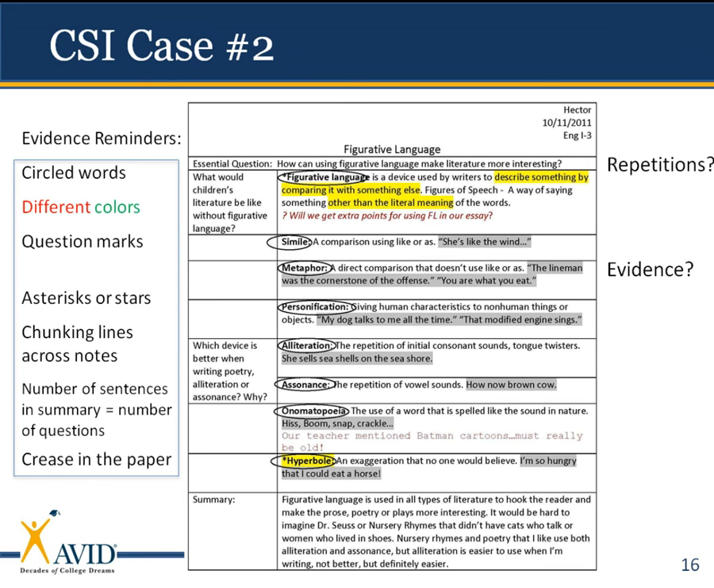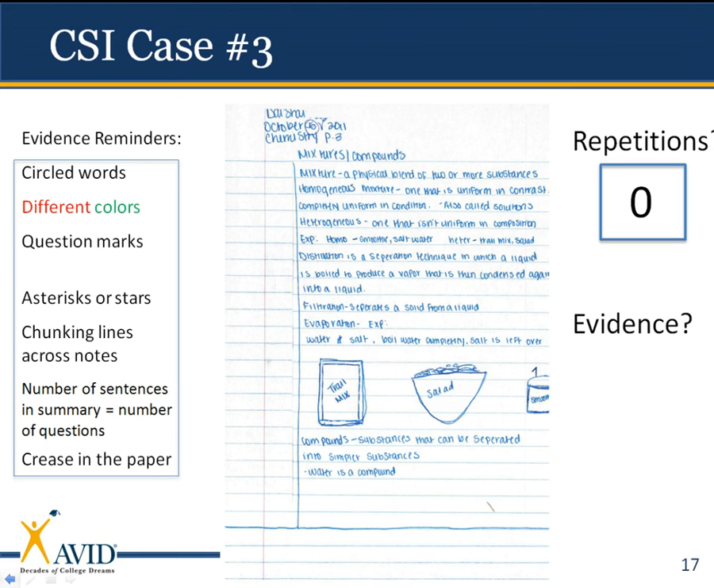he's got question marks where he identified points of confusion, hyperbole down there at the bottom, he asterisked a future test question. So Hector did a great job of getting repetitions over these notes. He's probably going to do pretty well in this test. Our last case here is Deja's notes over mixtures and compounds.